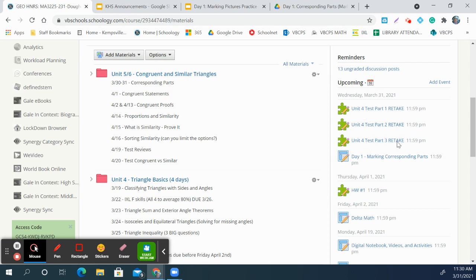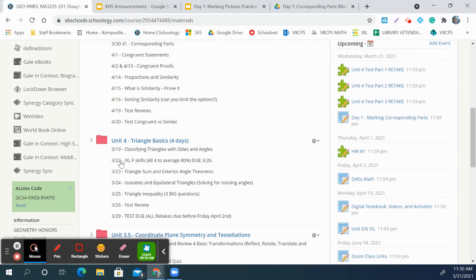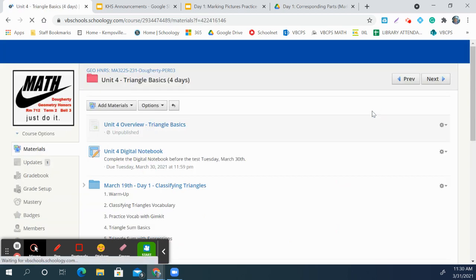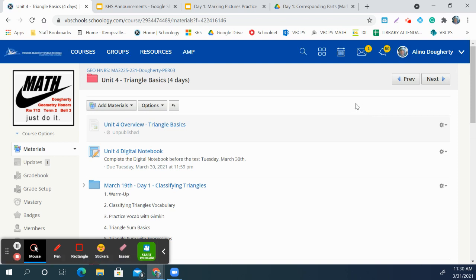If your grade is not where you want it to be right now, these retakes are your last and final hope. Okay, the IXLs that went with Unit 4 will also help. So the IXLs for Unit 4 and these three retakes are what is going to go in the gradebook. I will send out emails and progress reports today, just so you know. All right, that's my little public service announcement.